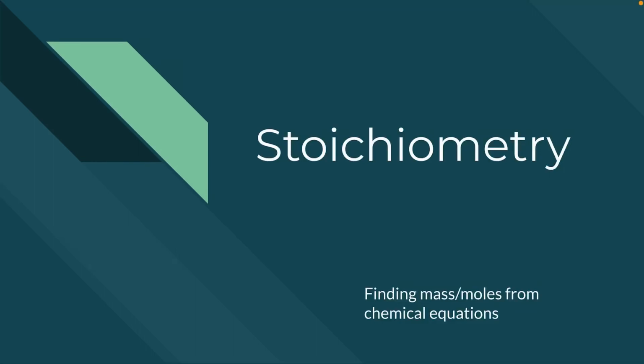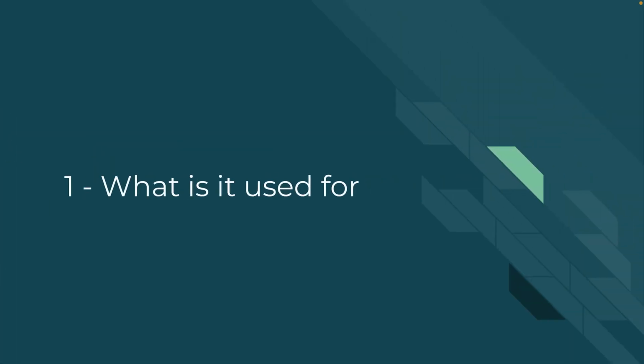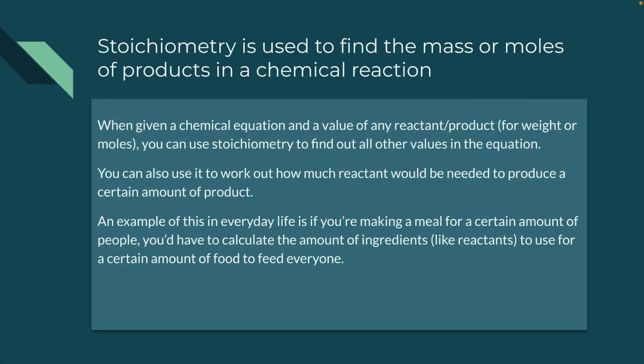Hello people, so today I'm doing stoichiometry, which is finding mass or moles from chemical equations. So first, what is it used for? It's used for finding the mass or moles of products or reactants or any chemicals in a chemical reaction.